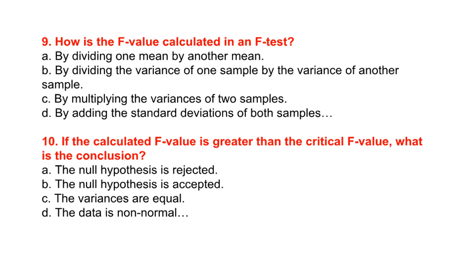10. If the calculated F-value is greater than the critical F-value, what is the conclusion? A. The null hypothesis is rejected. B. The null hypothesis is accepted. C. The variances are equal. D. The data is non-normal. Answer: A. The null hypothesis is rejected.